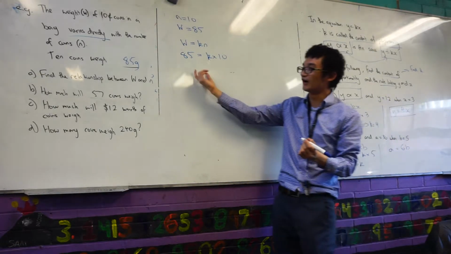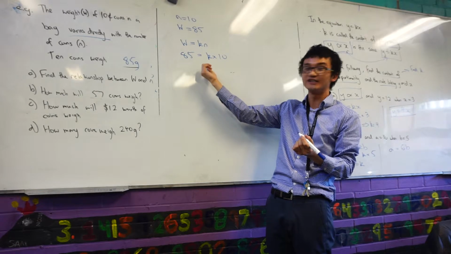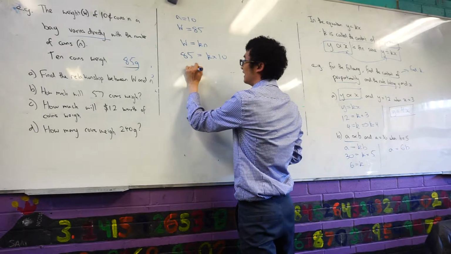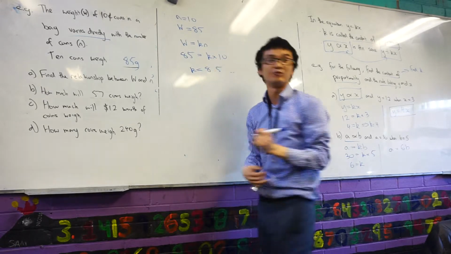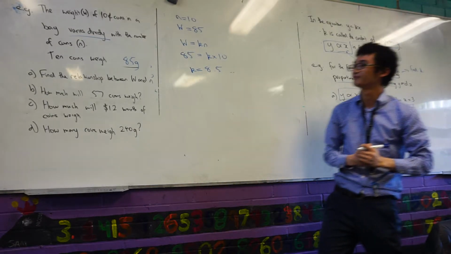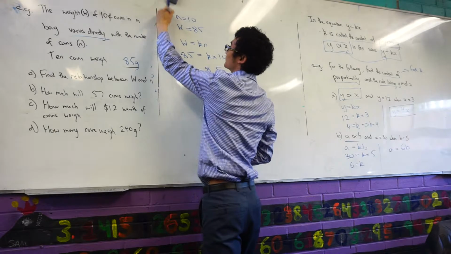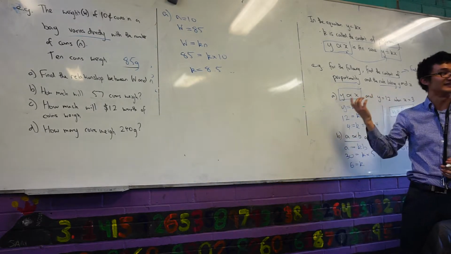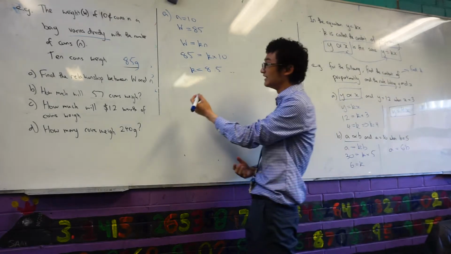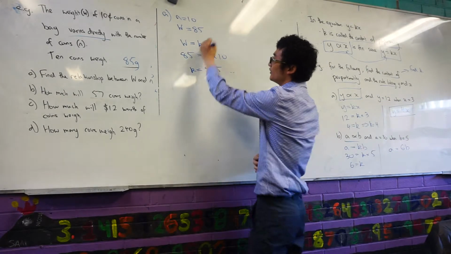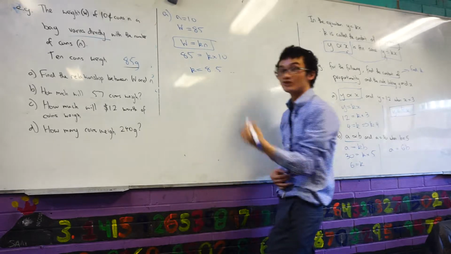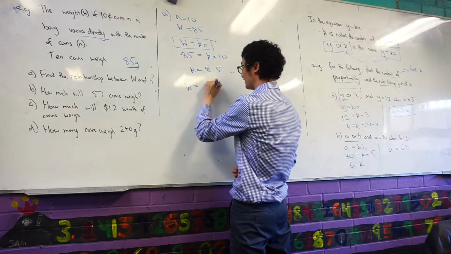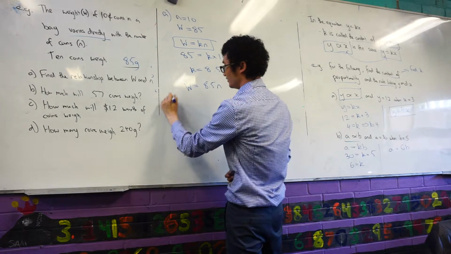To find the constant of proportionality, I can just solve for K. I divide both sides by 10. I get K is equal to 8.5. This is question A. Now, when they're asking me to find the relationship, they're really asking me to find the link. So I can rewrite this as W is equal to 8.5n. Any questions so far?